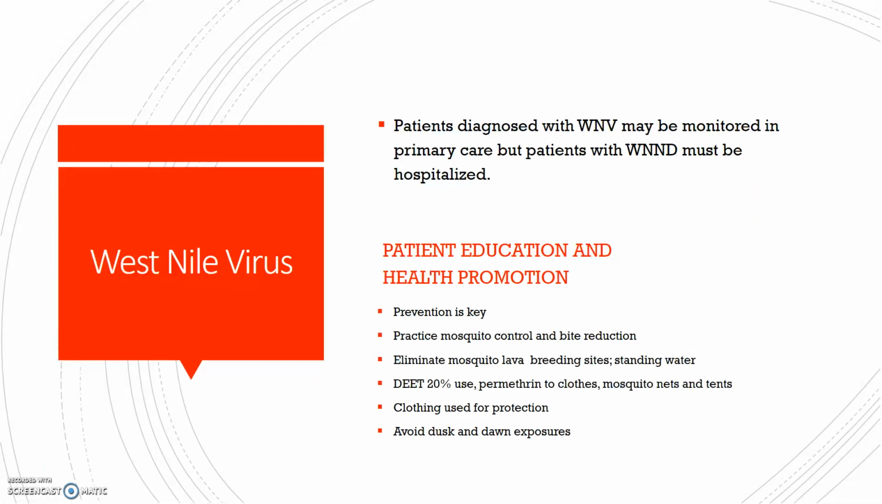So, patient education and health promotion: prevention is key. You've got to teach your patients to practice mosquito control and mosquito bite reduction. Eliminate mosquito larvae breeding sites like standing water around your home. DEET 20% use is necessary, and permethrin on the clothes, and the combination has a better effect. Mosquito nets and tents need to be used. Clothing needs to be used for protection, long sleeves, long pants, and avoid exposure from dusk to dawn when there are more mosquitoes available.